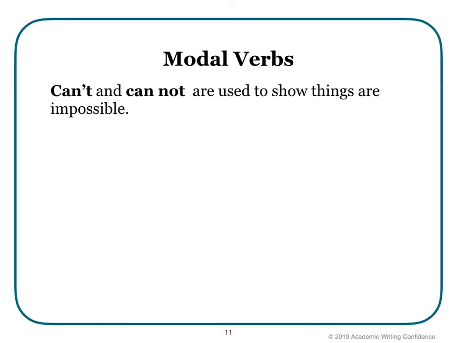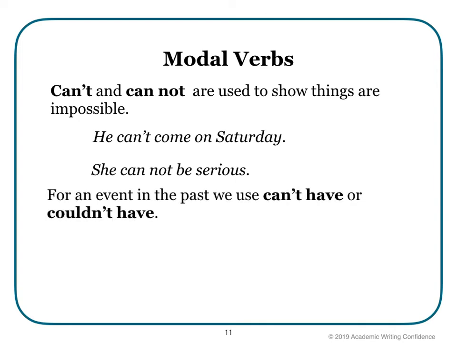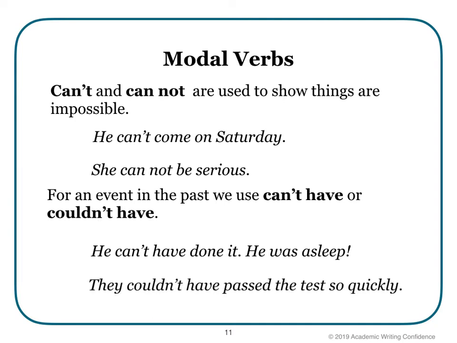Now, to show that something might be impossible, we can use the words can't and cannot. He can't come on Saturday. Or she cannot be serious. Now, for an event in the past, we use can't have or couldn't have. Here's an example. He can't have done it. He was asleep. Or they couldn't have passed the test so quickly.